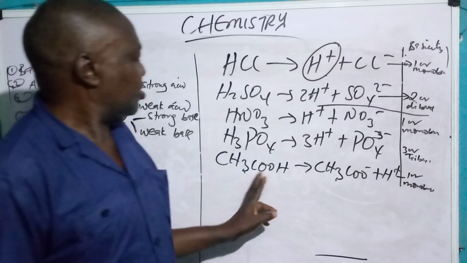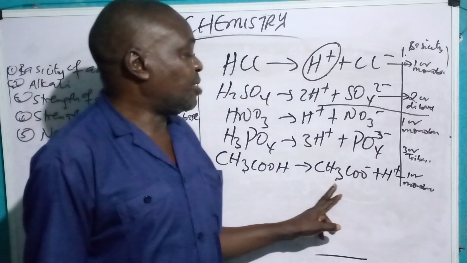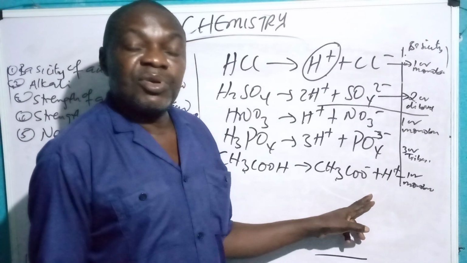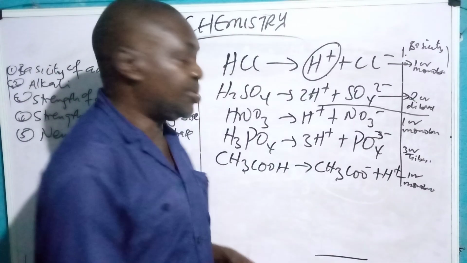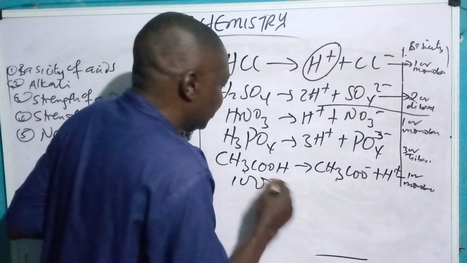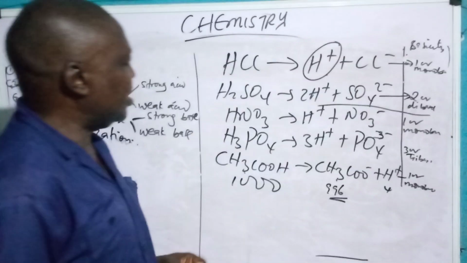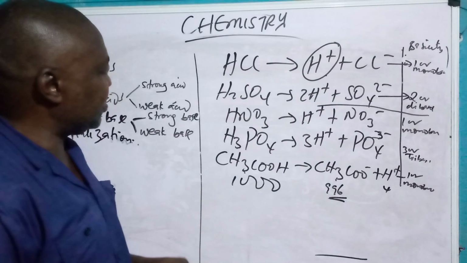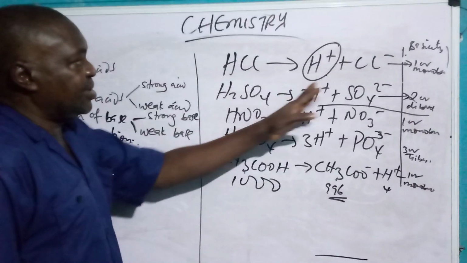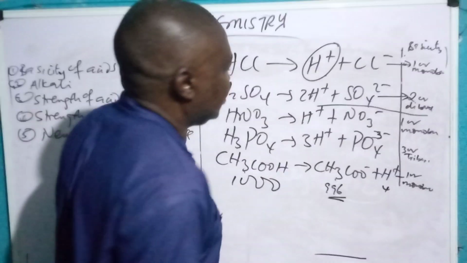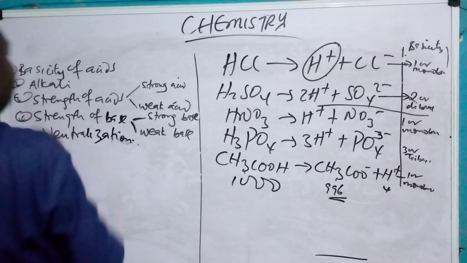You may be surprised. This one, ethanoic acid, the amount of hydrogen that can be released is only 1, because according to research, out of every 1,000 molecules, only 4 will ionize, while 996 remain in solution as unionized species. So these are the basicity 1, 2, and so on and so forth. This one is also tribasic. We have 3. So let's look at the second one.